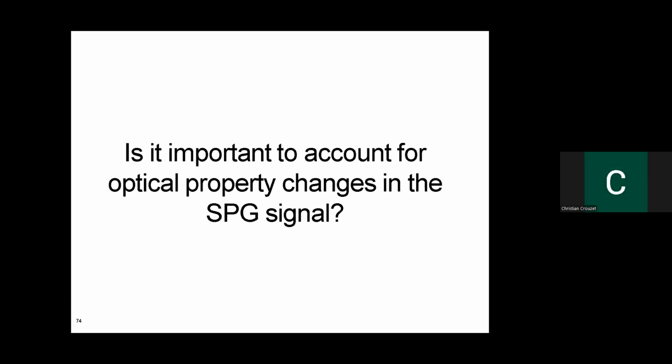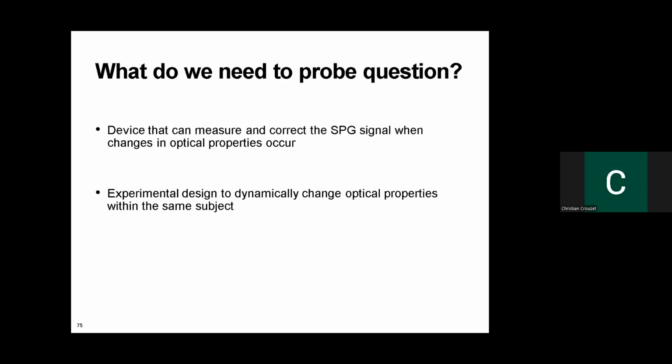One of the things we wanted to look at was, we know that the SPG does appear to be more resilient, but do we need to account for the optical property changes with the SPG signal? To do this, we need to modify the finger clip based device to enable the correction of that SPG signal when there are changes in optical properties, that being the absorption and scattering of the tissue.